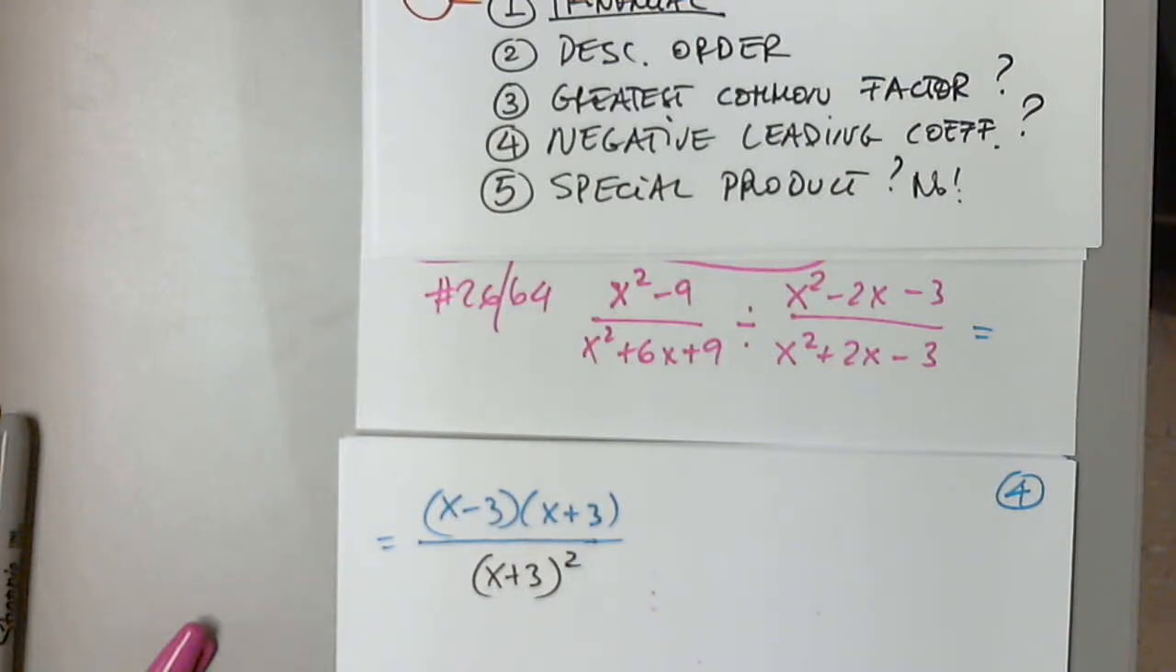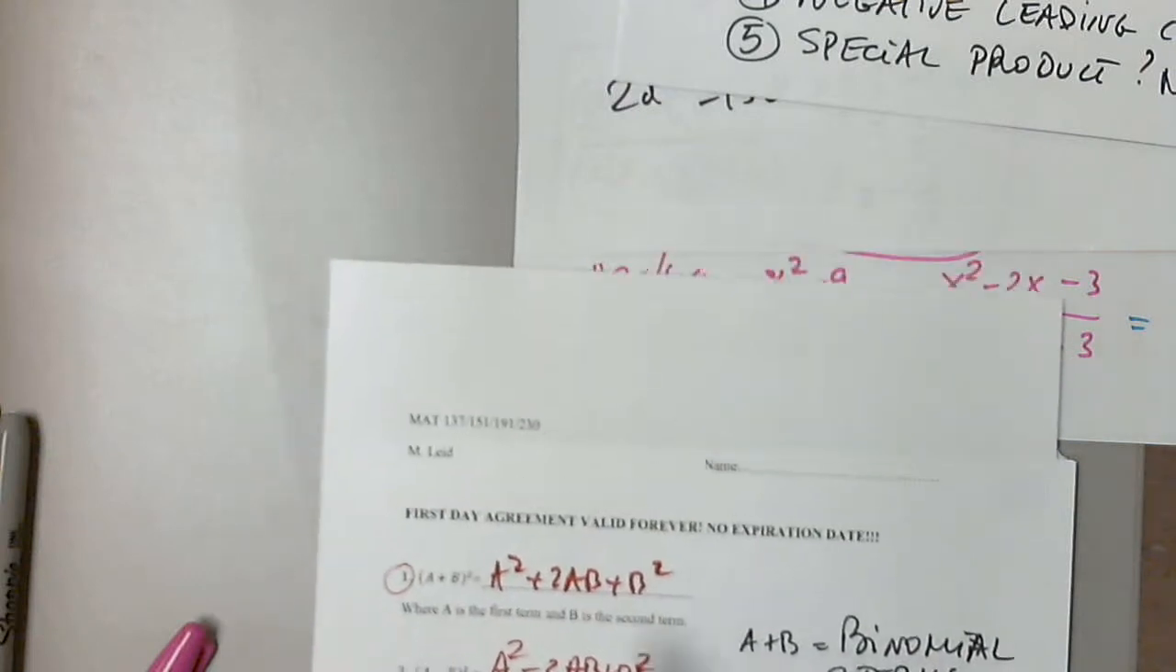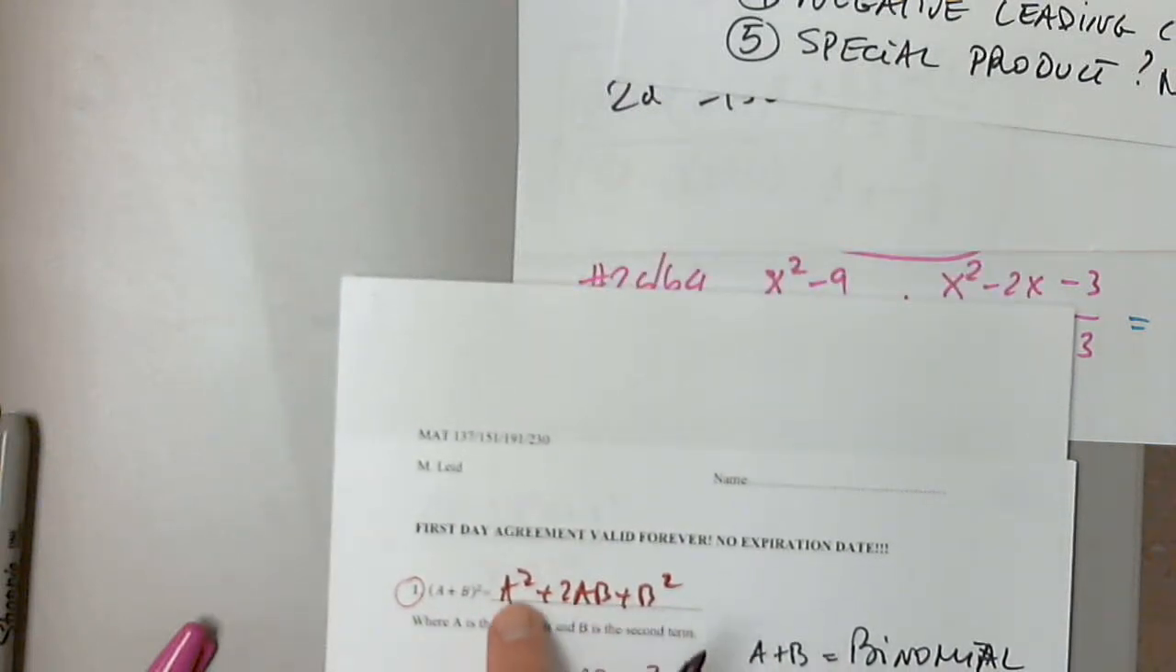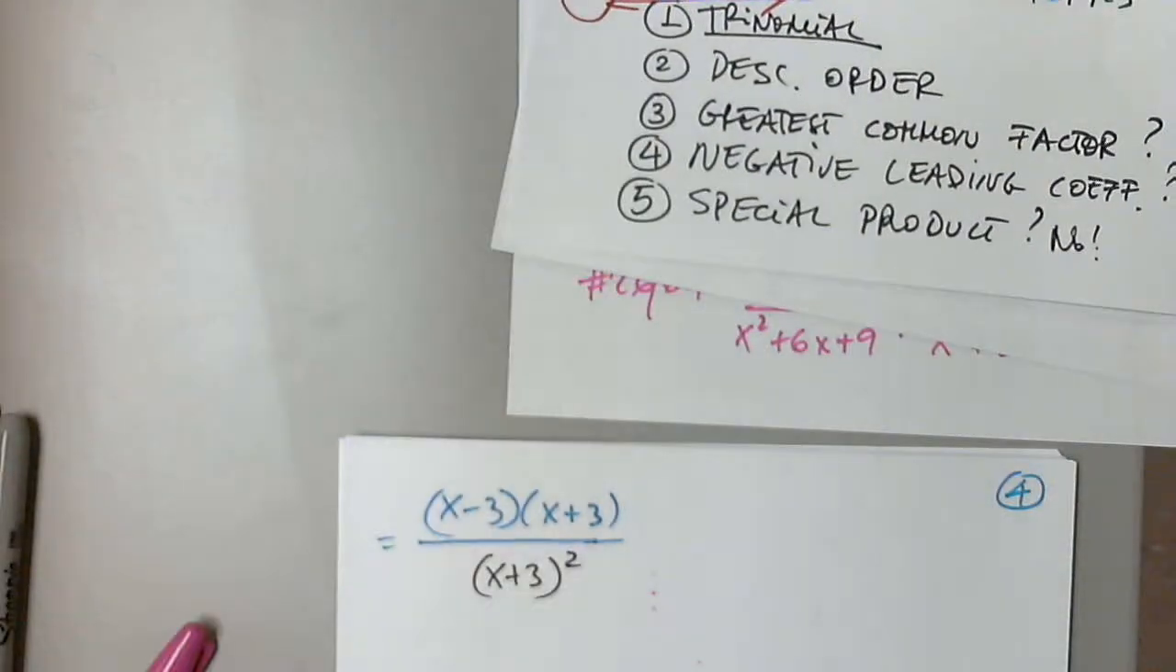Very good. It's a perfect square, and it's exactly this special product that we just discussed. It's x squared plus 6x plus 9, which is (x plus 3) squared. That's why I wanted to review that first.